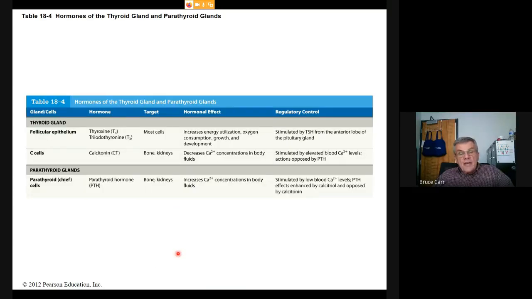We see here a table that summarizes these effects. Again, regulatory control. The thyroid stimulating hormone from the anterior lobe of the pituitary gland, and the C cells are actually stimulated directly by the calcium levels that are in the circulating blood plasma. Down here, the parathyroid are in the same way stimulated by calcium level and also by calcitriol, that is the opposite hormonal effect to calcitonin.